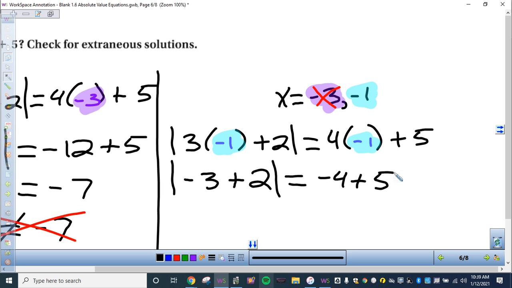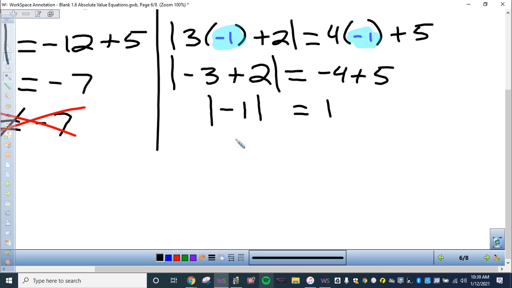Okay, so I don't personally like thinking about -4 plus 5. I'd much rather think about 5 minus 4 because that's 1. It's just easier. If we add -3 plus 2, we end up with the absolute value of -1. The absolute value of -1 is positive 1, so those two equal one another. So when you plug in -1, it works.